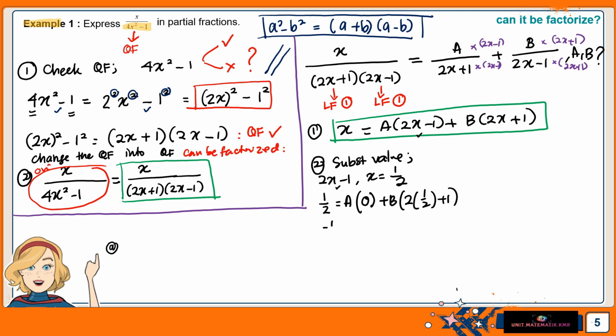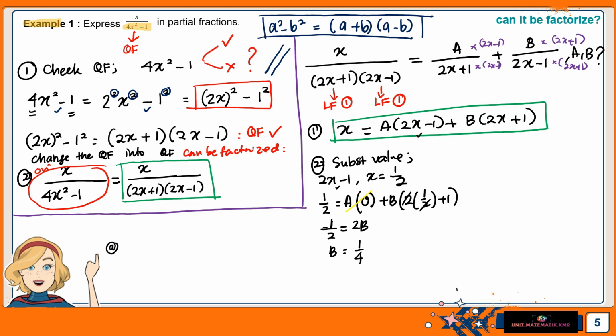Okay, so here let's calculate. You have 1 over 2 equal to B times what you have here, 1 plus 1, so plus 2B. So B is equal to 1 over 4. Okay, am I right? Let's check back. You have 0 here, and you have 2 times 1 over 2, 1 plus 2B.